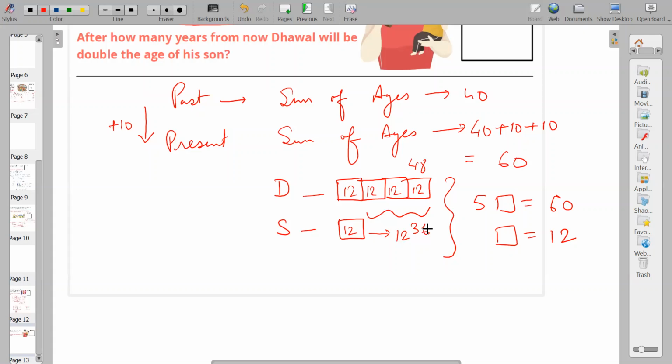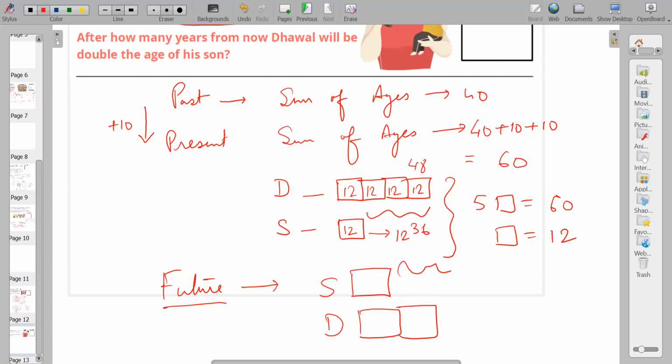Now we use the difference to use the other one, the future one, because the difference, as we know, always remains the same in age problems, right? So now, if this is the son, then Dhaval is 2 blocks. And this one block is equal to 36, this difference. Therefore, this is 36, this is 36, and this is 36. Now we can see 12 to 36 is 24 years. That will take 24 years. Or we can say 72 minus 48 is also 24 years.